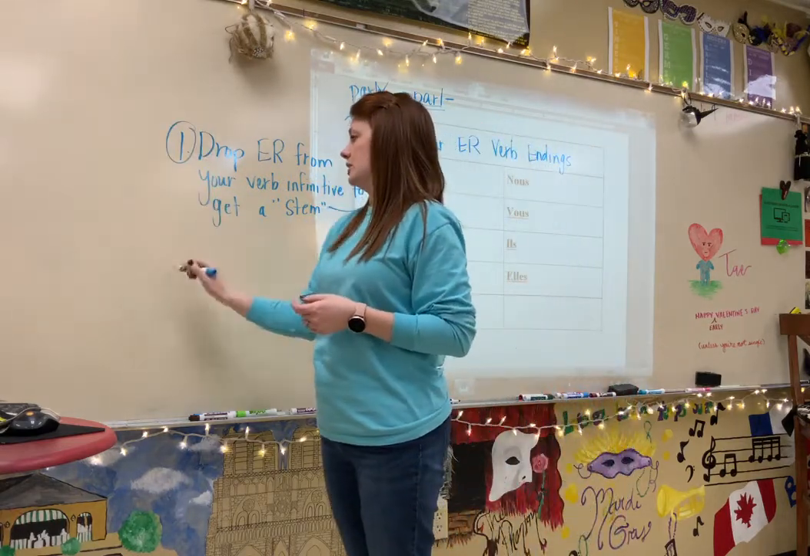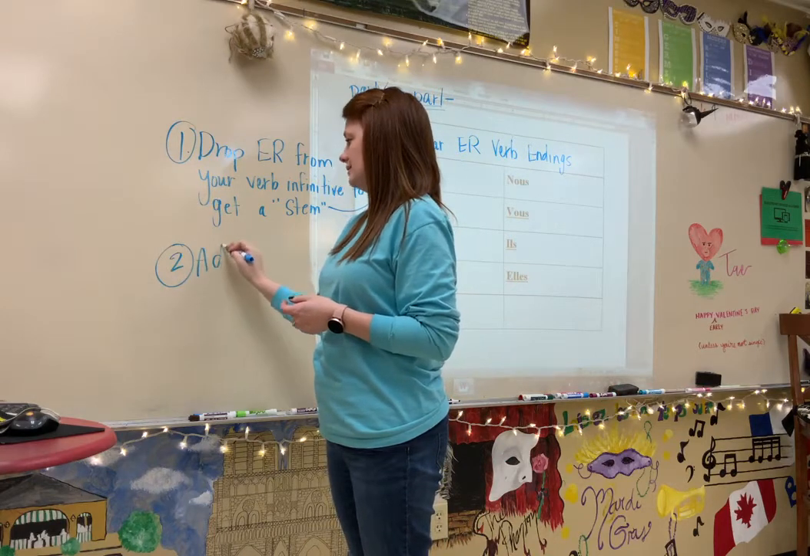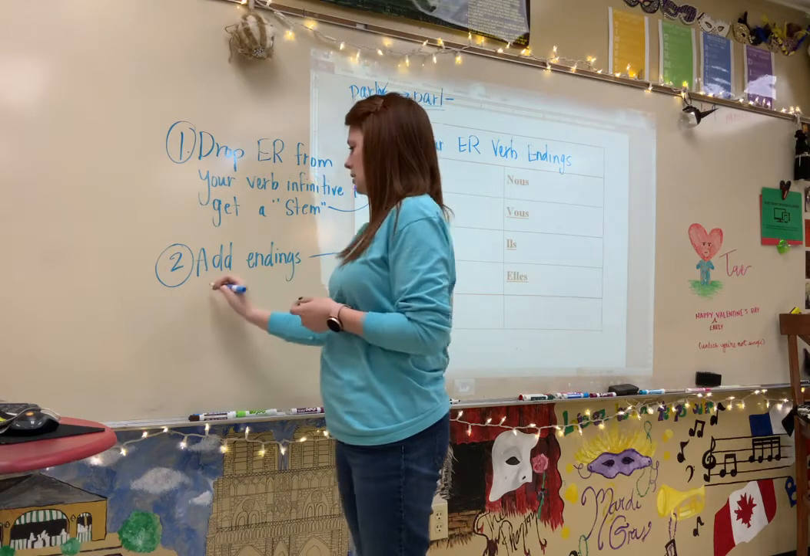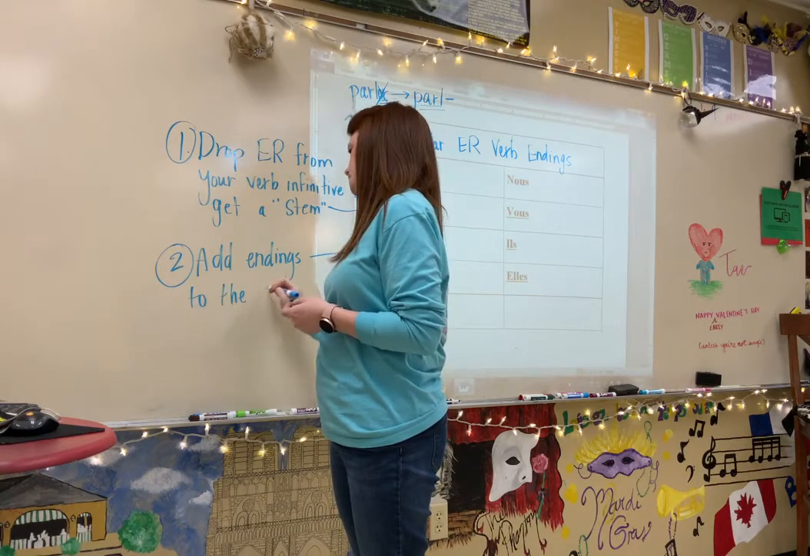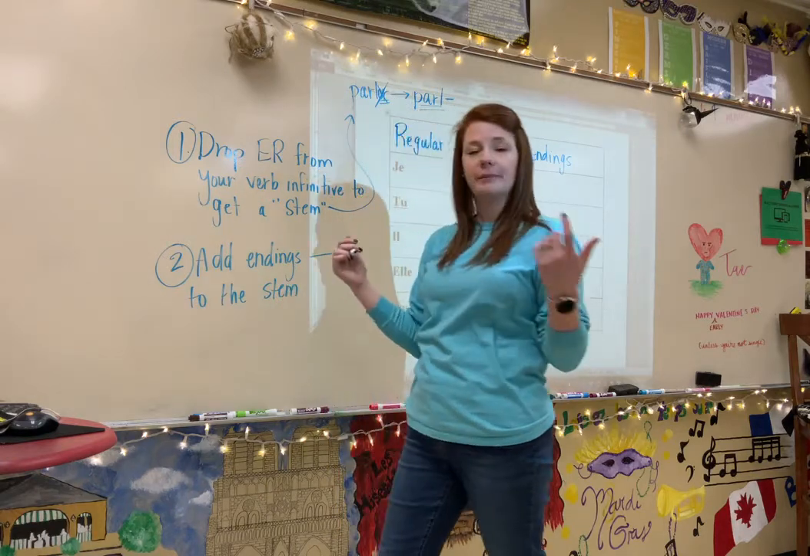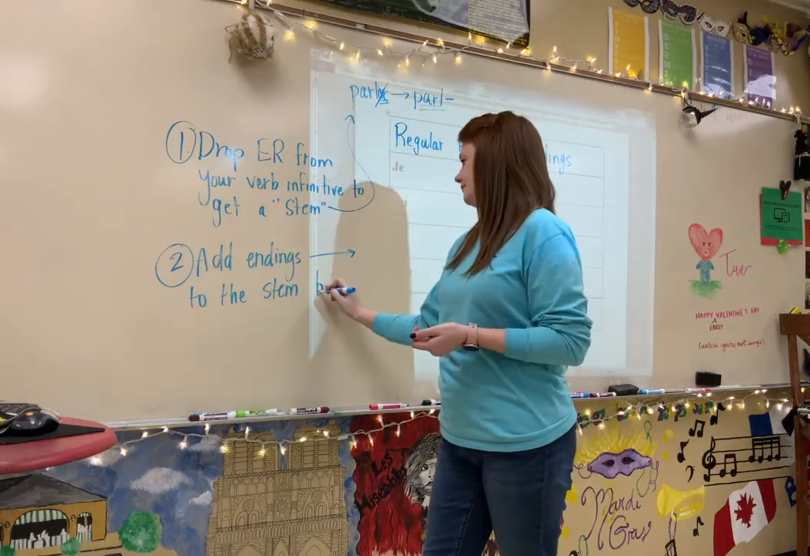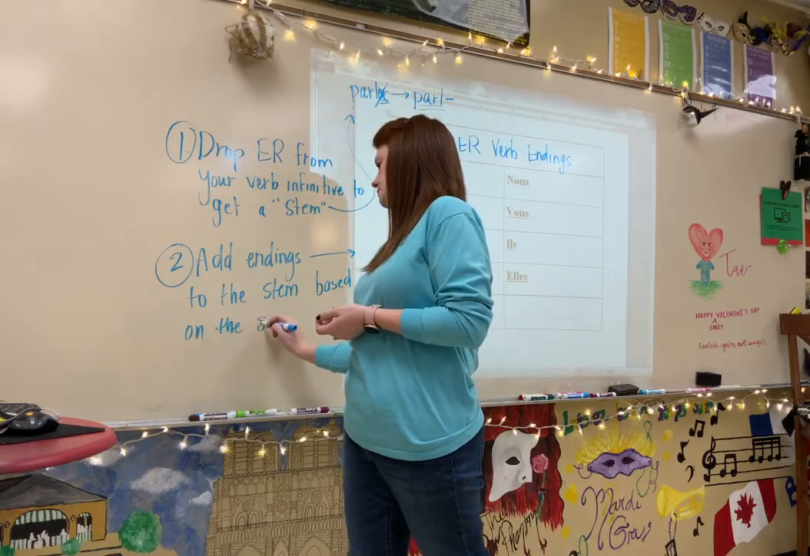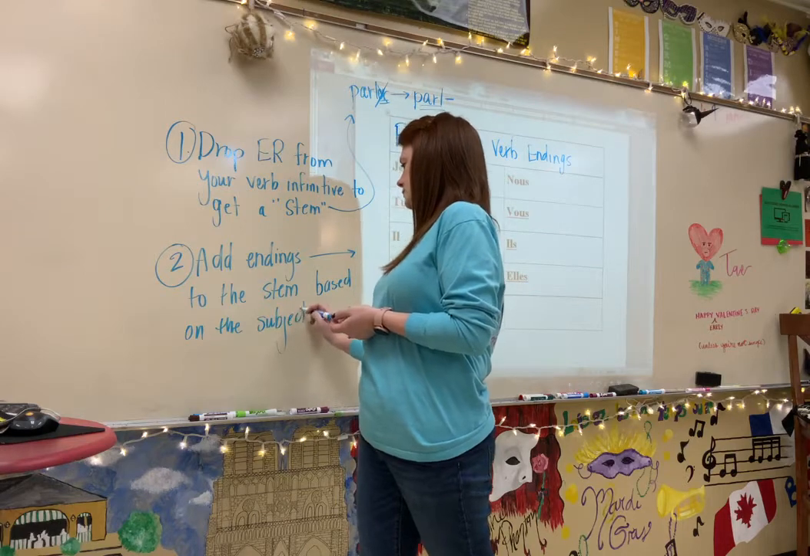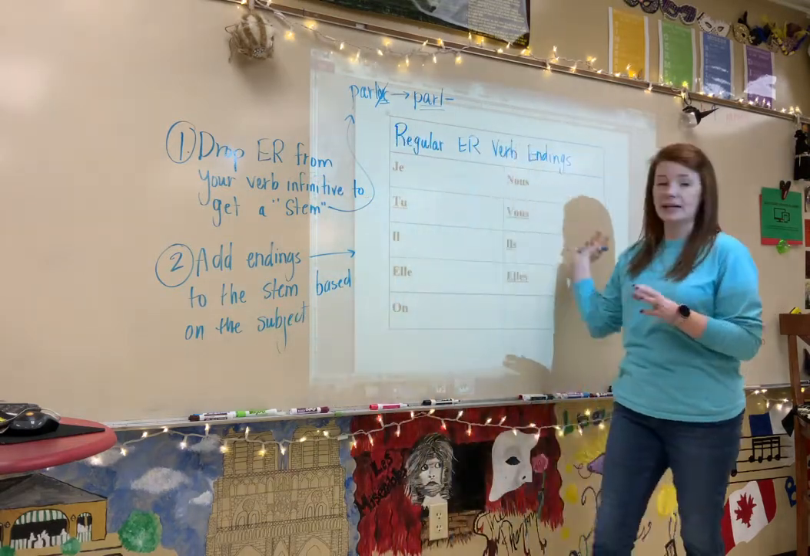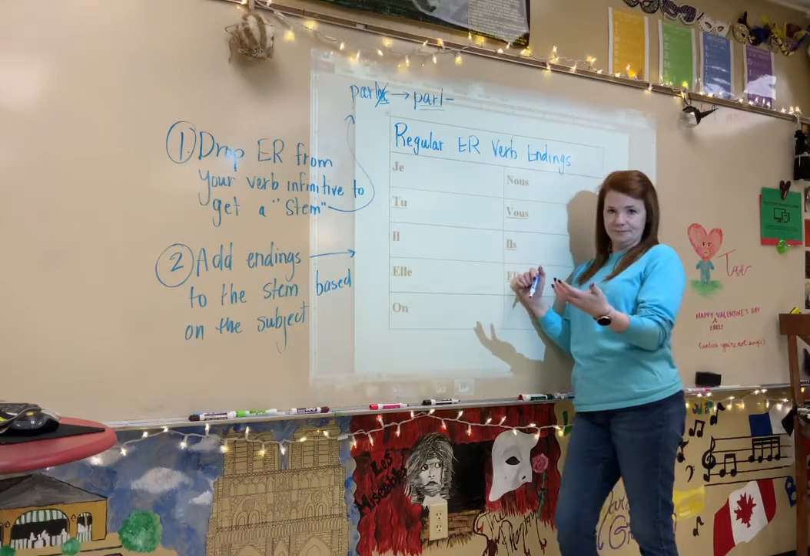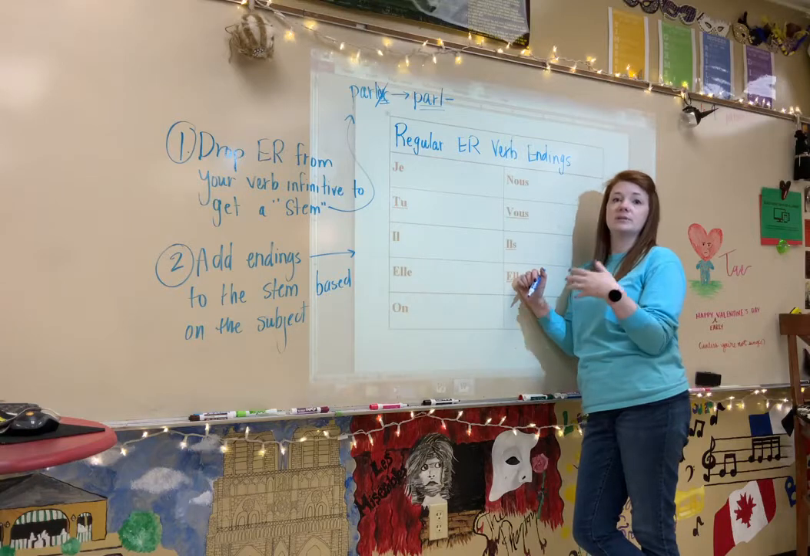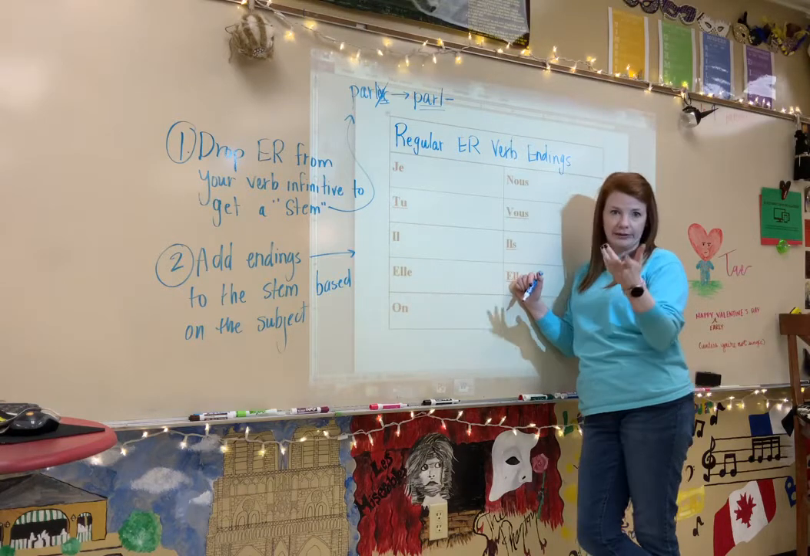Step 2, in order to conjugate, you add your endings from your chart to the stem, based on your subject pronoun. Okay, so I'm going to give you all of the endings first, what you add on there, and then we're going to go back and I'm going to give you an example of an ER verb to let you see how it actually looks in real life and practice.